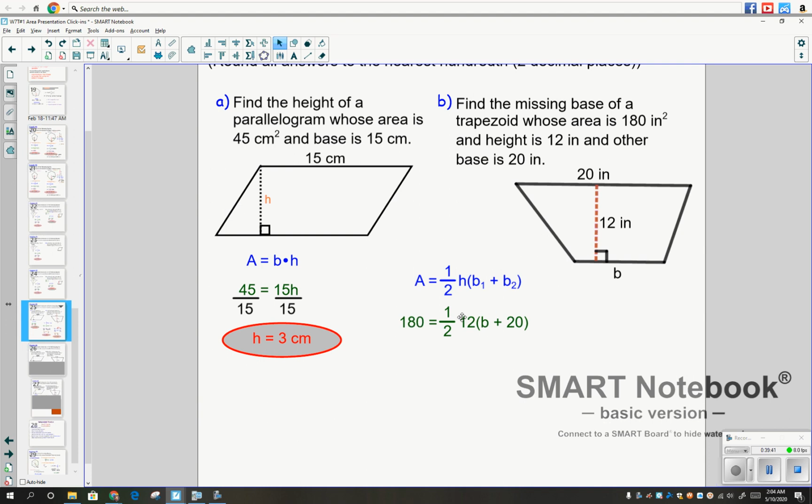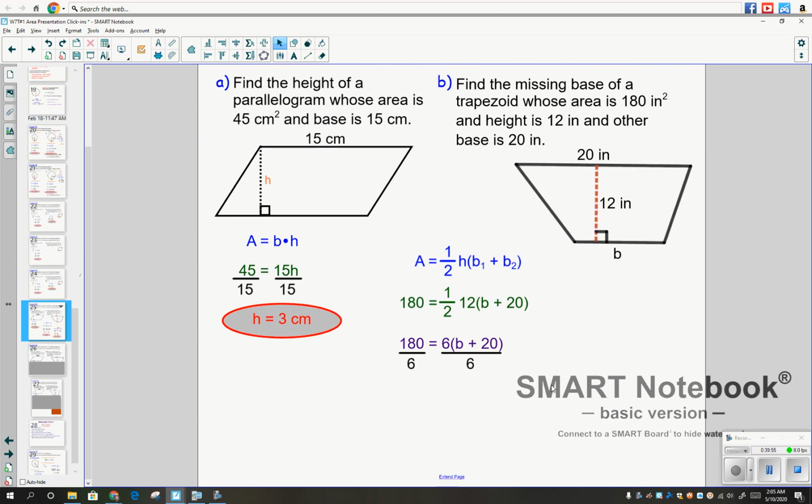Now, we just got to do some arithmetic. Let's combine these like terms. 1/2 times 12 is 6. Now, from here, I've got 2 ways to solve this. Option number 1, it's 6 times b plus 20. So I can divide both sides by 6. The 6's will cancel out. 180 divided by 6 is 30. So that equals 30 equals b plus 20. Subtract 20 from both sides. And the base is 10 inches.